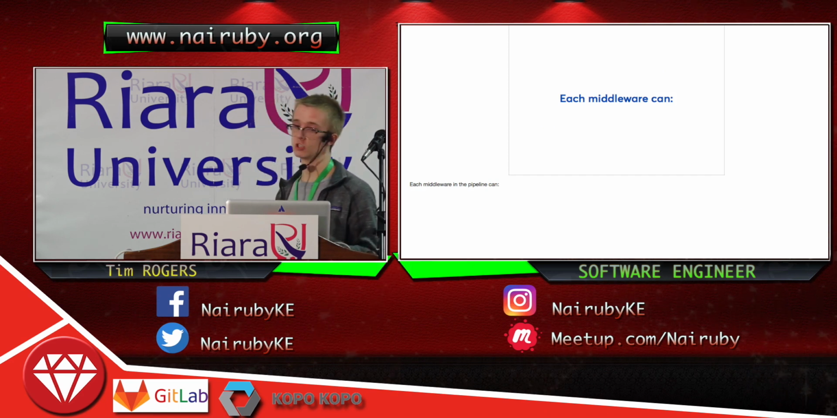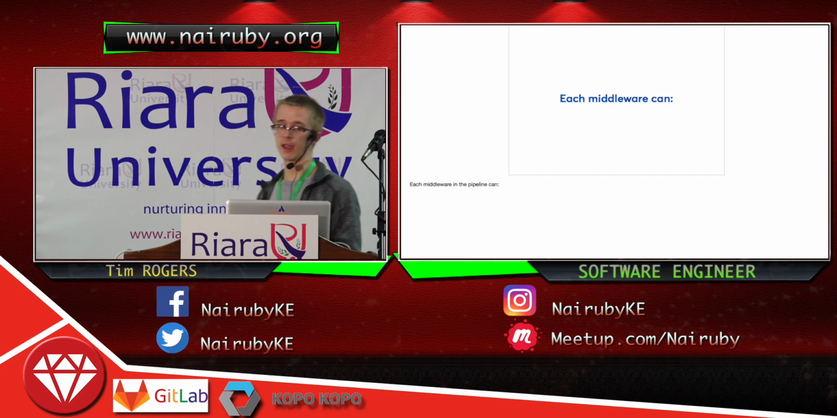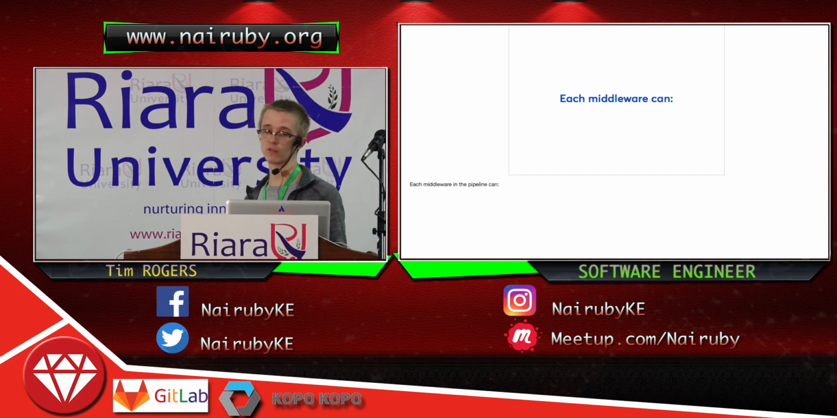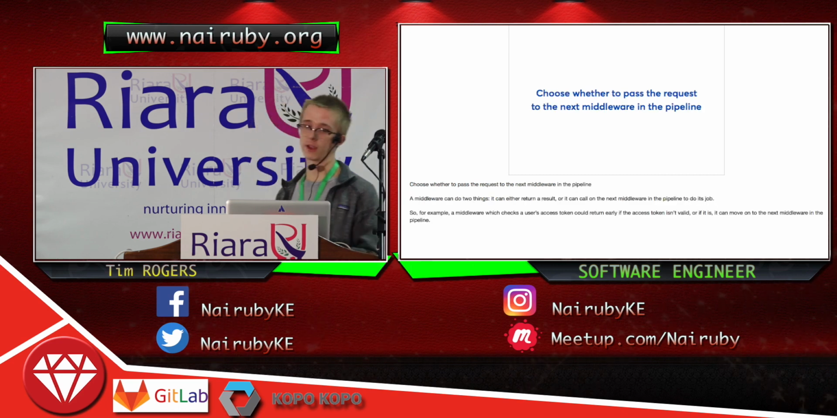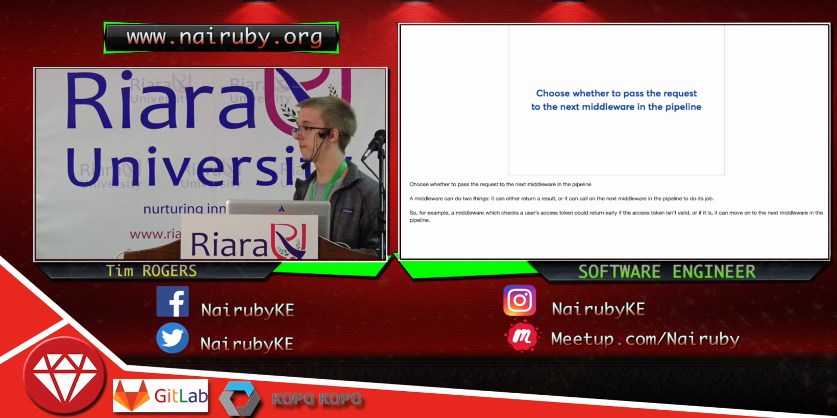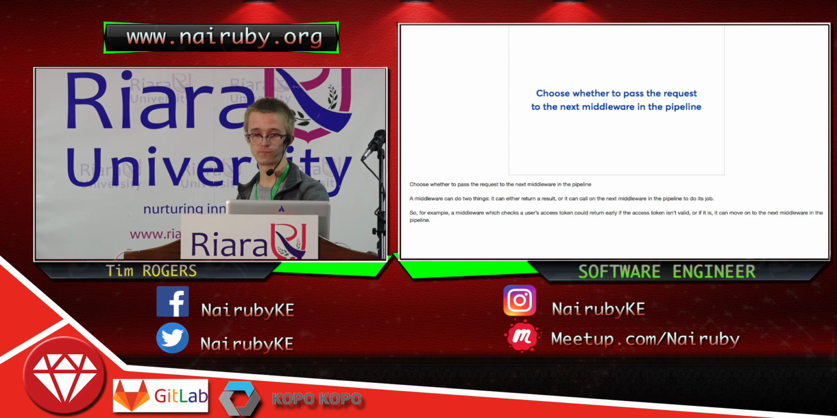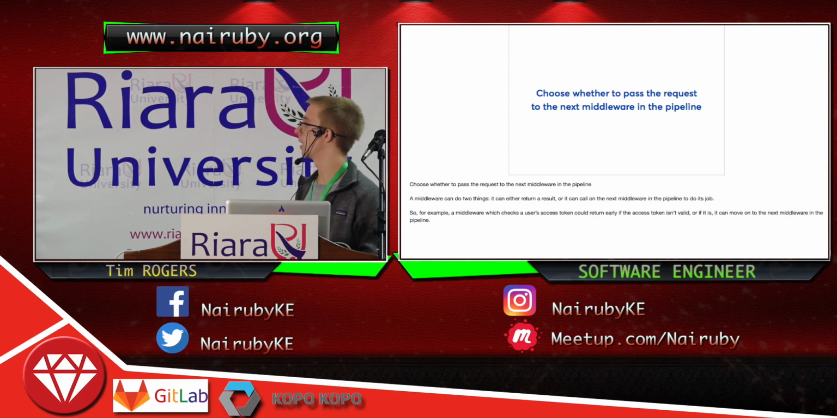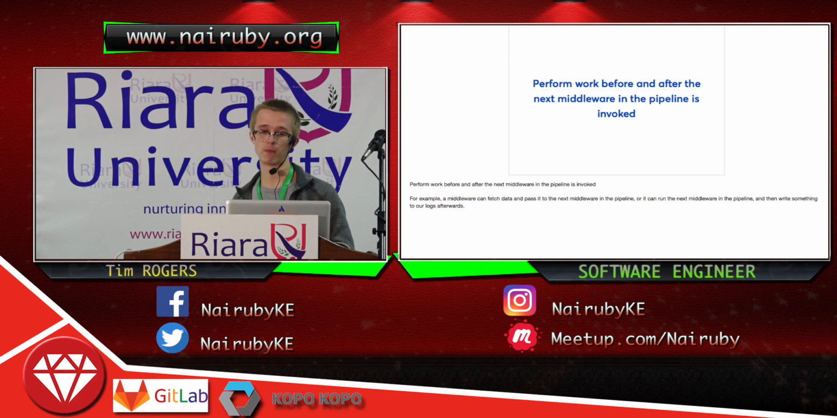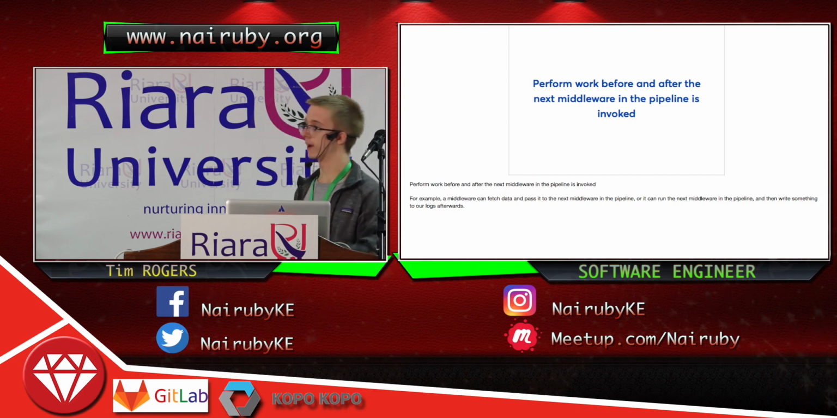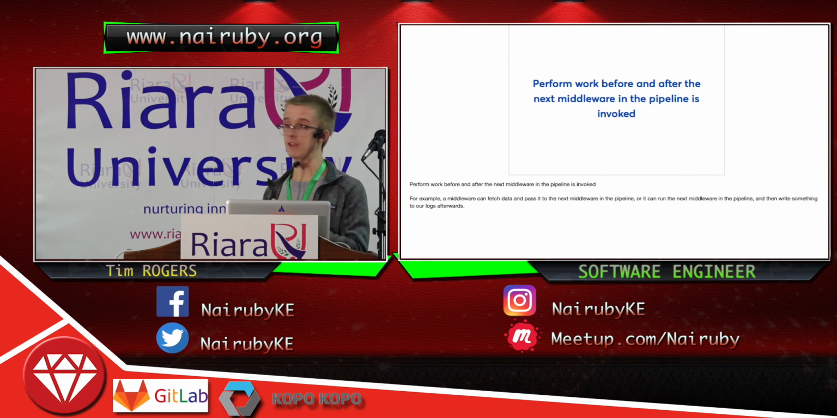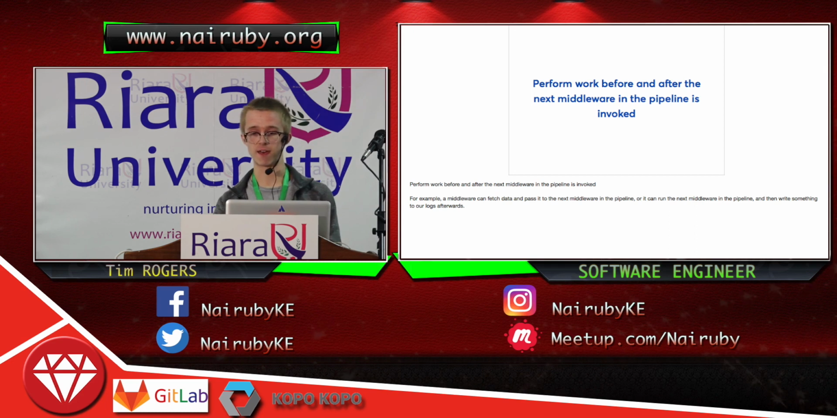Each middleware can do two key things. Firstly, it can choose whether to build a response itself or to hand on to the next middleware in the pipeline. So for example, a middleware could check whether an access token was missing from the header, and if it was, it could return an error to the user. Or if that access token is there, then it can delegate on to the next middleware in the pipeline. And a middleware can perform work before or after the next middleware in the pipeline. So for example, a middleware could fetch some data and pass it on. Or it could even run the next middleware in the pipeline and then write something to the logs afterwards. You have a bunch of flexibility there.